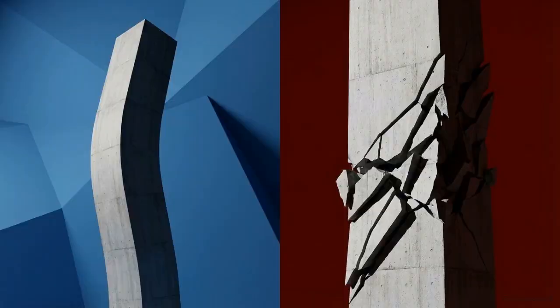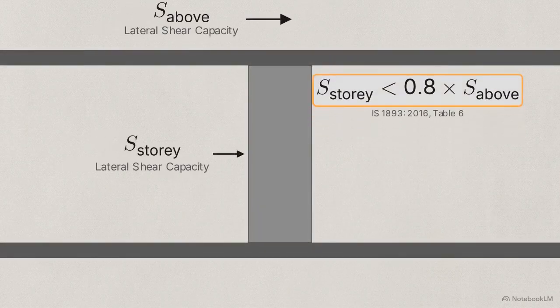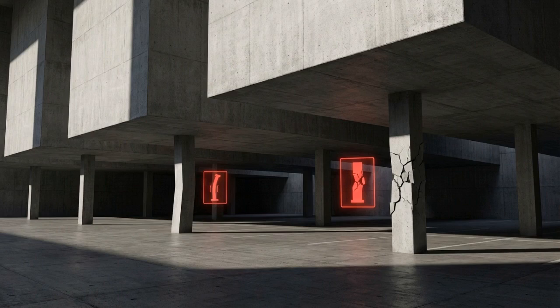While a soft story is a failure of stiffness, a weak story is strictly a defect of strength. The weak story threshold is crossed when the lateral shear capacity of a story is less than 80% of the story above it. The column experiences brittle diagonal shear cracking and yields entirely before any significant bending or drift can occur. Because open parking levels lack structural walls, they routinely trigger both soft and weak story conditions simultaneously.